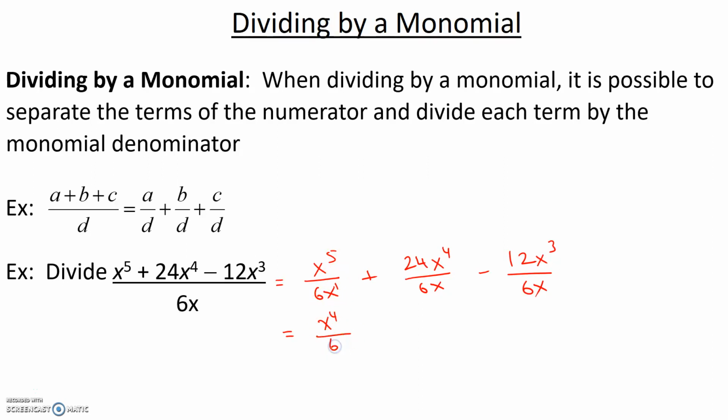The 6 stays where it is, since there is no coefficient we can reduce, but on the numerator, the coefficient is just 1. For the second fraction, 24 divided by 6 is 4. X to the fourth divided by x to the first, we subtract the exponents, keep the base. This gives us 4x to the third power, minus 12 divided by 6 is 2. X cubed divided by x, we subtract the powers, 3 minus 1. This gives you x to the second power.